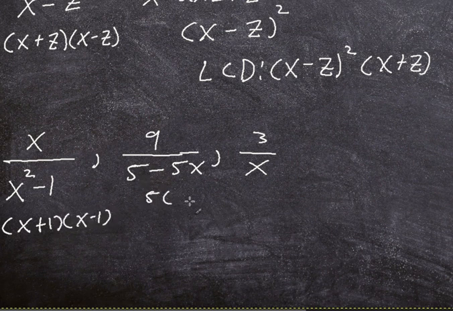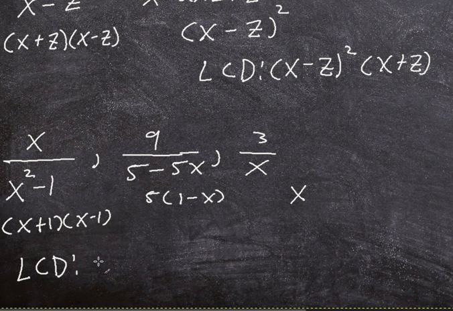Here, it looks like I can factor out a 5, which would leave 1 minus x. And then here I have an x. Okay, so the LCD has to include these pieces, the 5, this one, and the x.